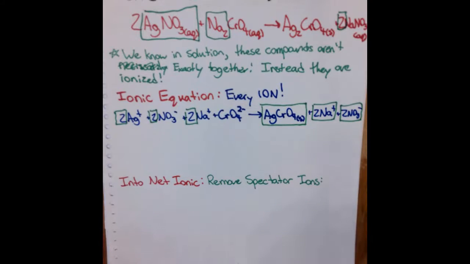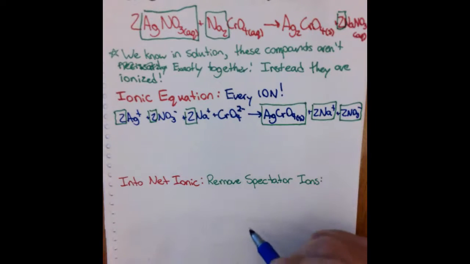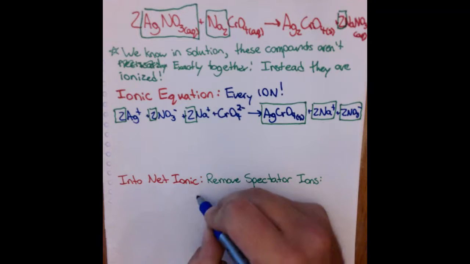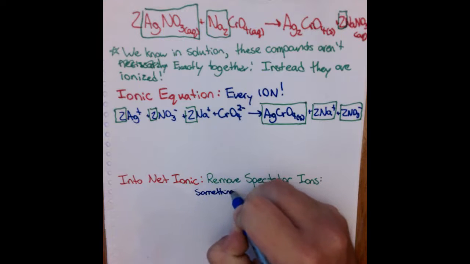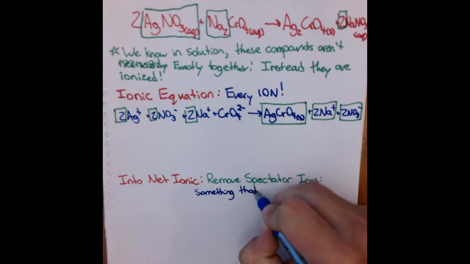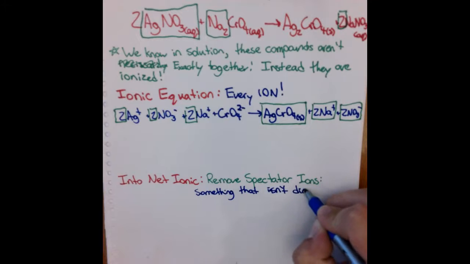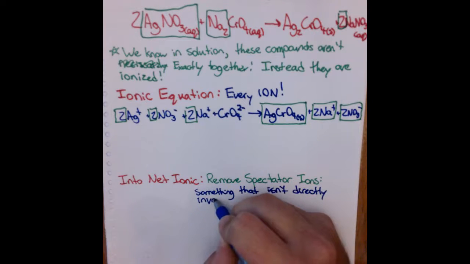And here it says that we're going to remove spectator ions. So a very important thing to learn is what spectator ions are. So a spectator ion is something that isn't directly involved in the reaction.